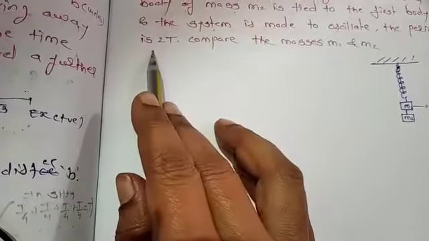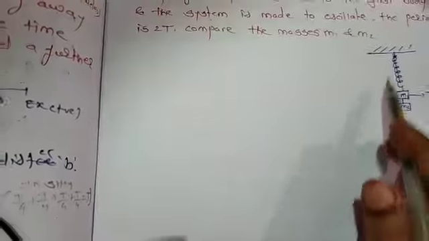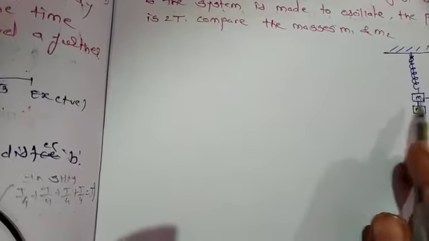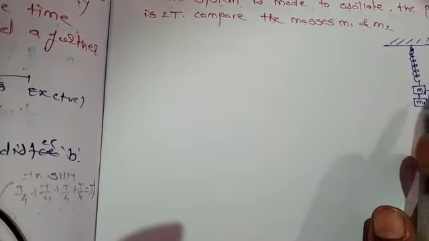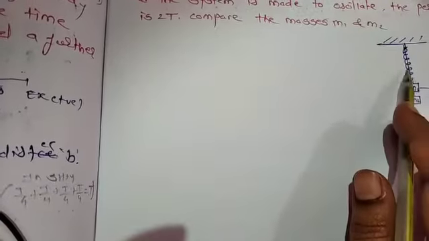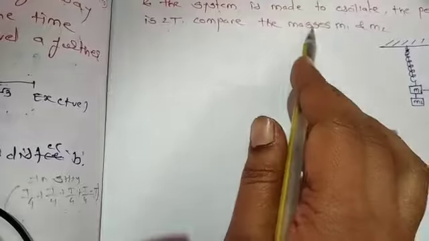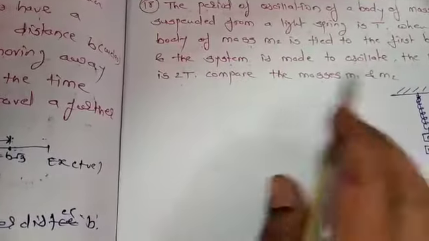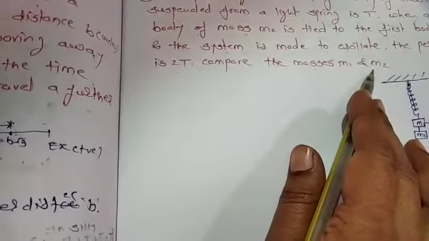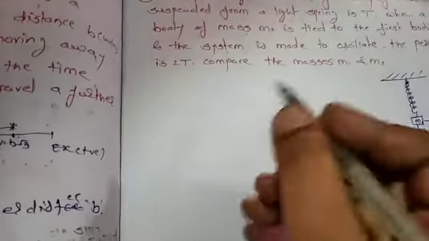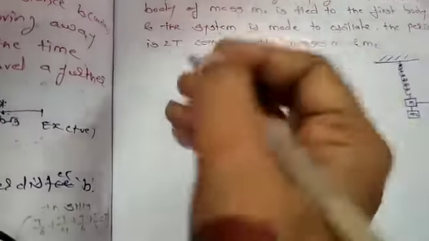The period is 2T. The combined system, that is, when the two masses m1 and m2 are added together and the system is oscillating, then the period is 2T. So compare the masses m1 and m2. We have to compare the masses m1 and m2, not the combination of m1 plus m2.